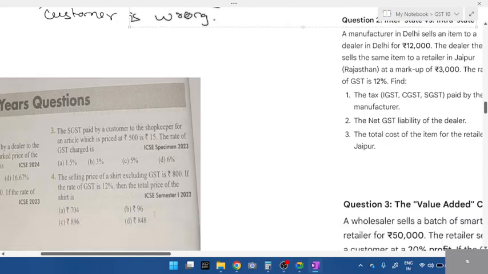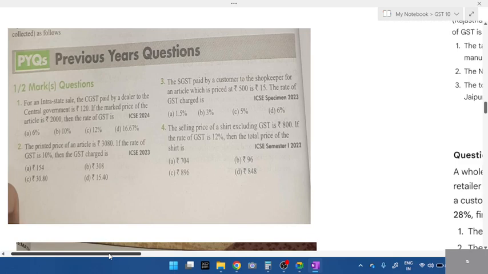Okay, next question, students. Look at the next one. 2025 was done. 2024 we will continue tomorrow. I'll just tell you how to solve. Try this for homework. Can you see what is mentioned here? Intrastate means what? Same. CGST paid by the dealer to the central government is how much?